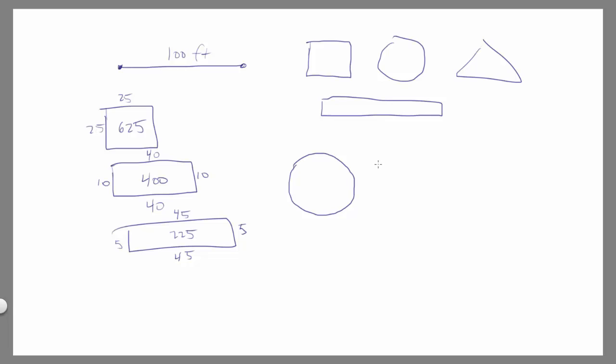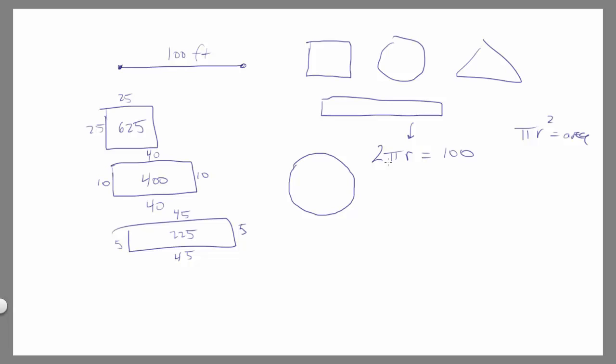So let's say that the circle's circumference is 100 feet. So remember, the circumference of a circle is 2 pi r. Let's say that that's equal to 100. Well, let's try to figure out what the area is based on that. And to solve for the area, we would need the radius, right? Because the area of a circle is pi r squared. So let's see what happens if we do this. Let's divide both sides by 2 pi.